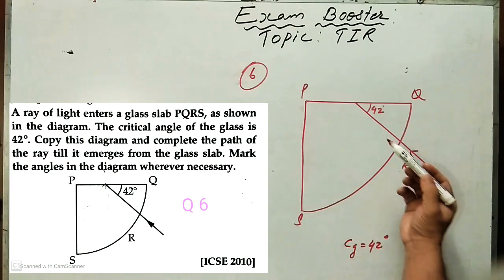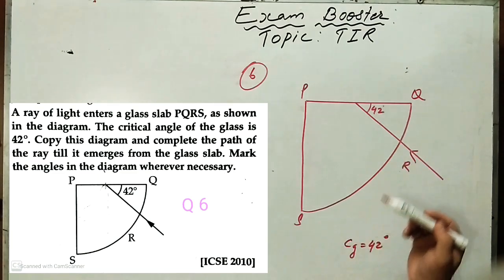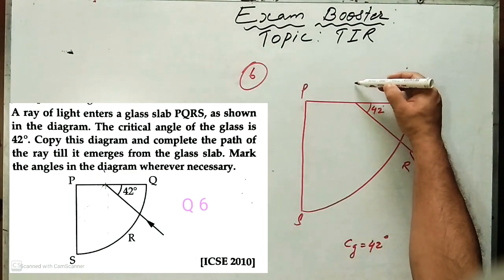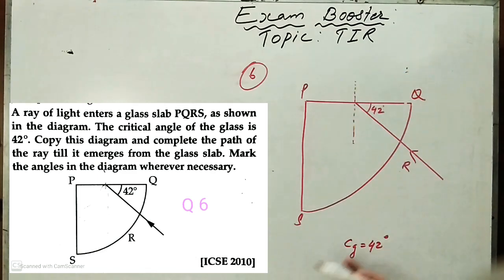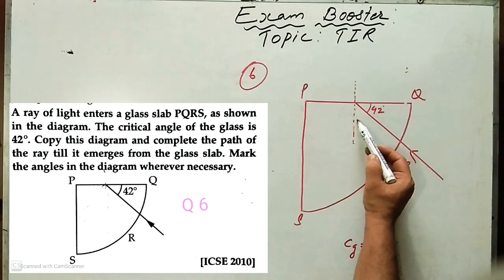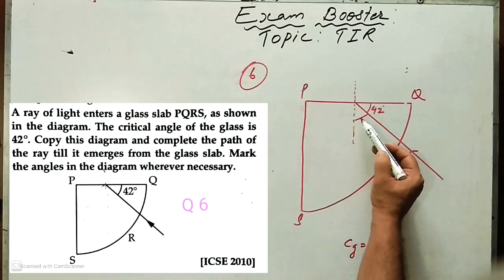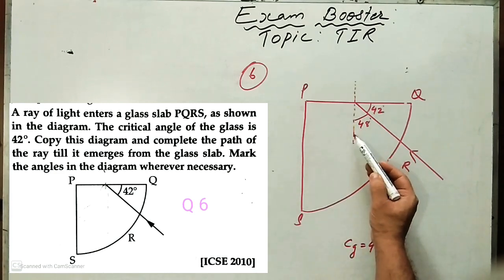Usually students get confused and consider this angle as the angle of incidence. No, this is not the angle of incidence. In order to find the angle of incidence, we draw a normal at the point of incidence. So this angle is 90 degrees. So 42, and the remaining angle, 90 minus 42, will be 48 degrees. So 48 degrees is the angle of incidence, the angle between the incident ray and the normal.